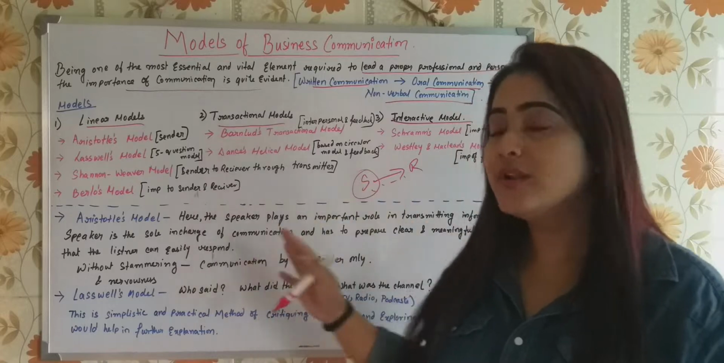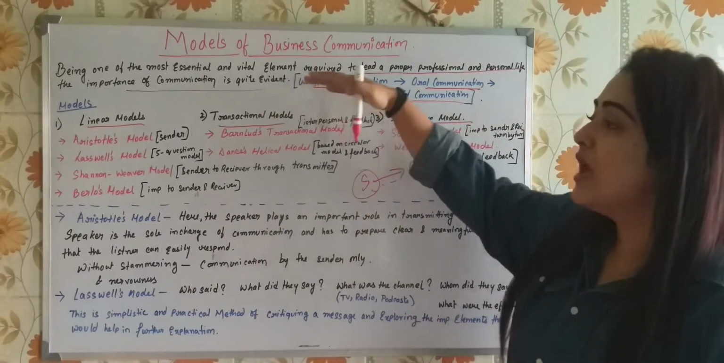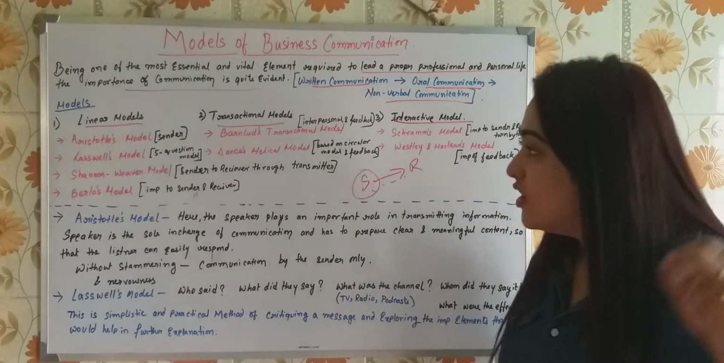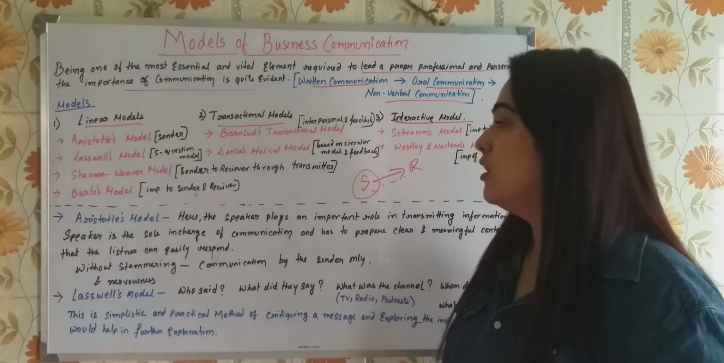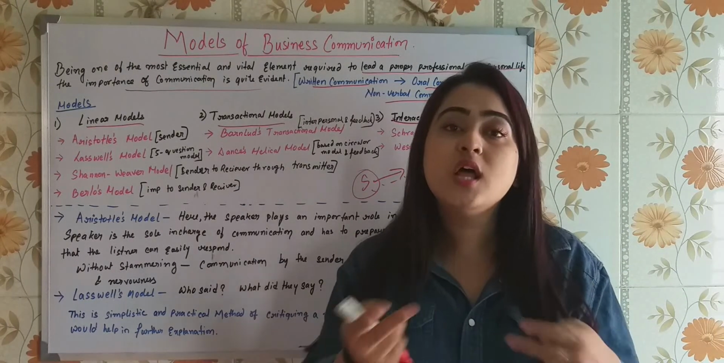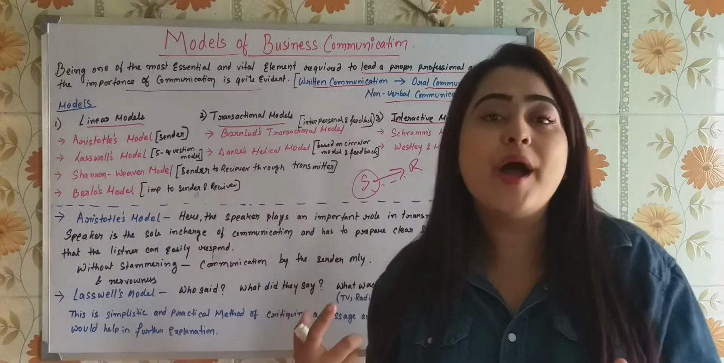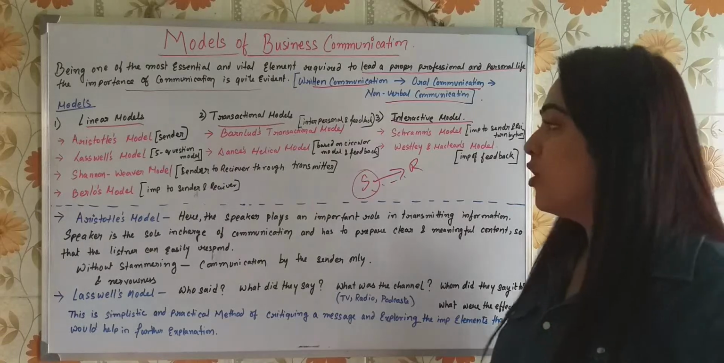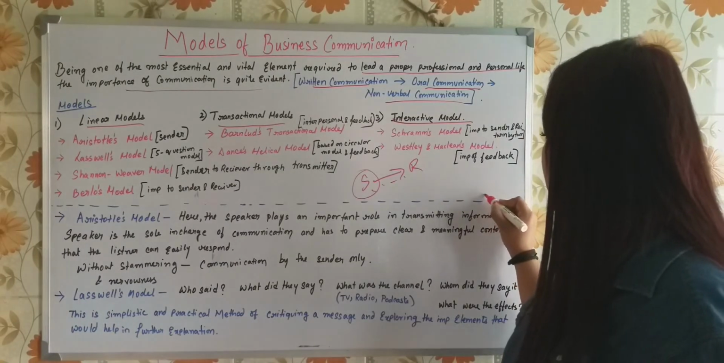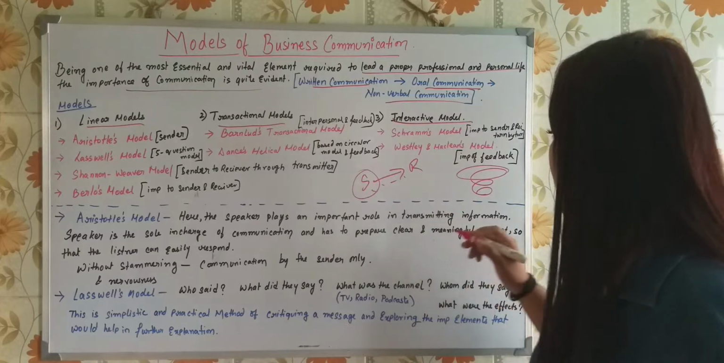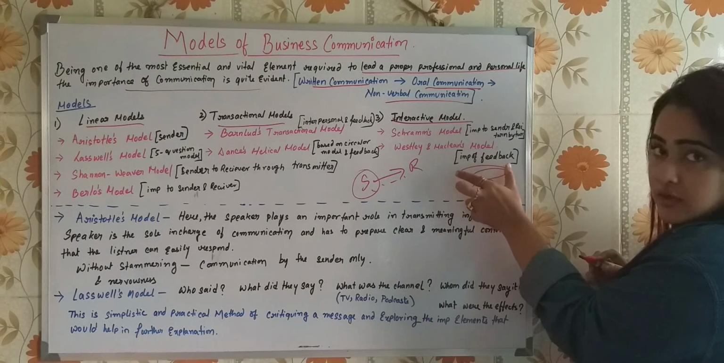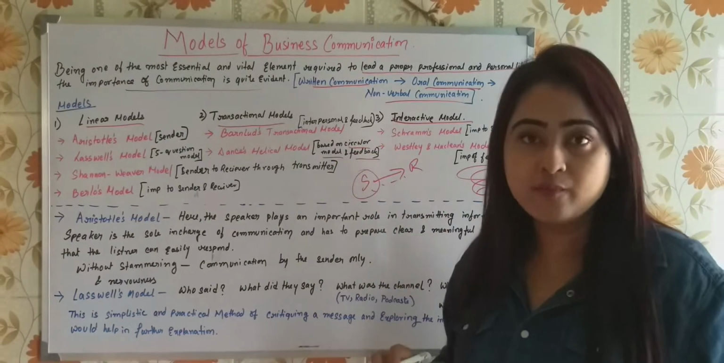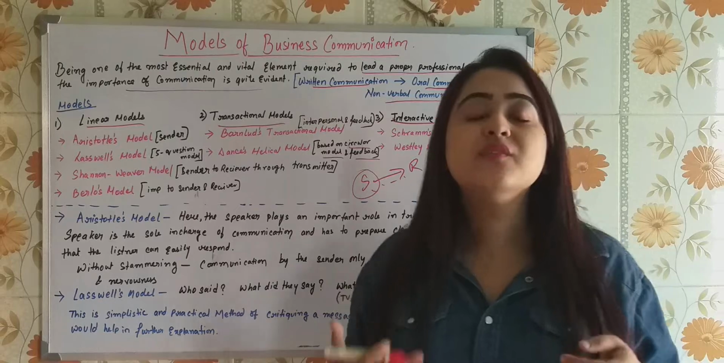We will explain all the models, don't worry about that. These were the linear models. Next we have the transactional model. First is Barnlund's transactional model. Here it is interpersonal communication along with feedback. These two things play a very important role. Second is Dance's helical model. What does it imply? Dance's helical model is like a spiral, going from the lower level to the upper level. It is based on the circular model and feedback. Always remember, feedback is a very important part.